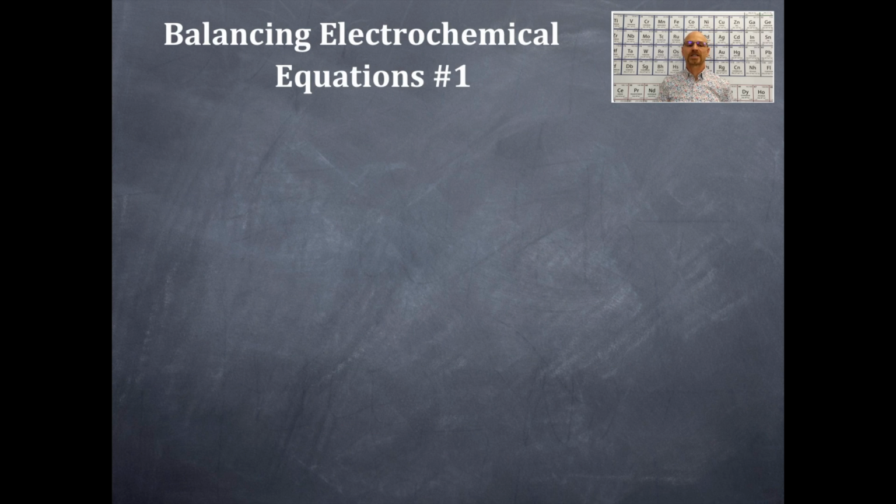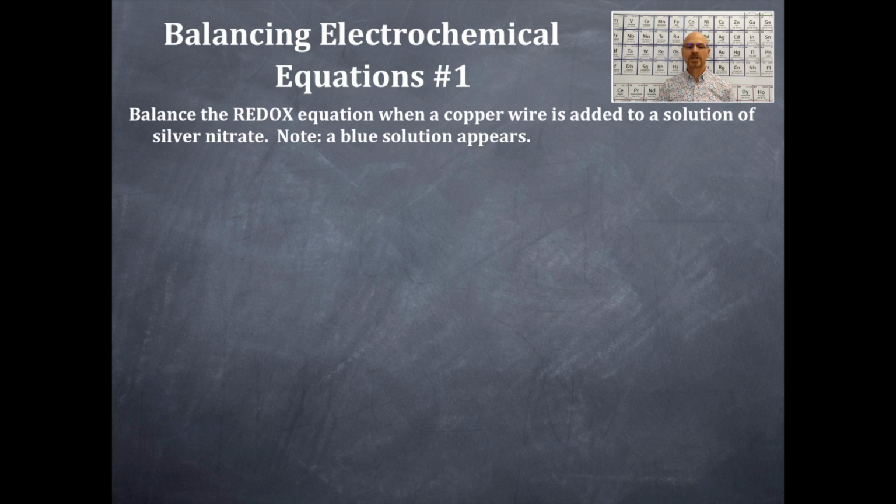So here's our first balancing electrochemical equations example, number one. We're going to balance the redox equation when copper wire is added to a solution of silver nitrate. Now this is a very famous reaction, and this is what I would call a Christmas tree reaction. Always during that December time frame, I take some copper wire, form it into a tree-like pyramidal form, then I add a solution of silver nitrate, which is colorless.